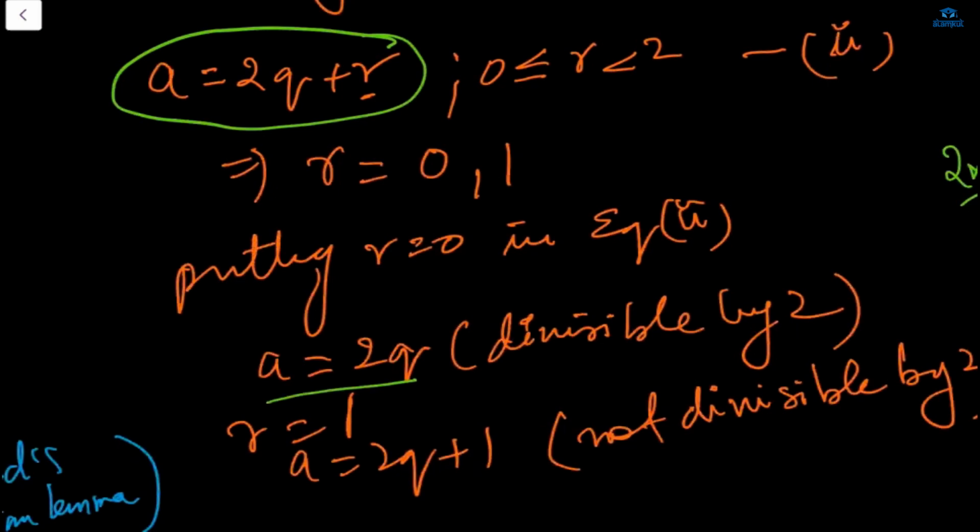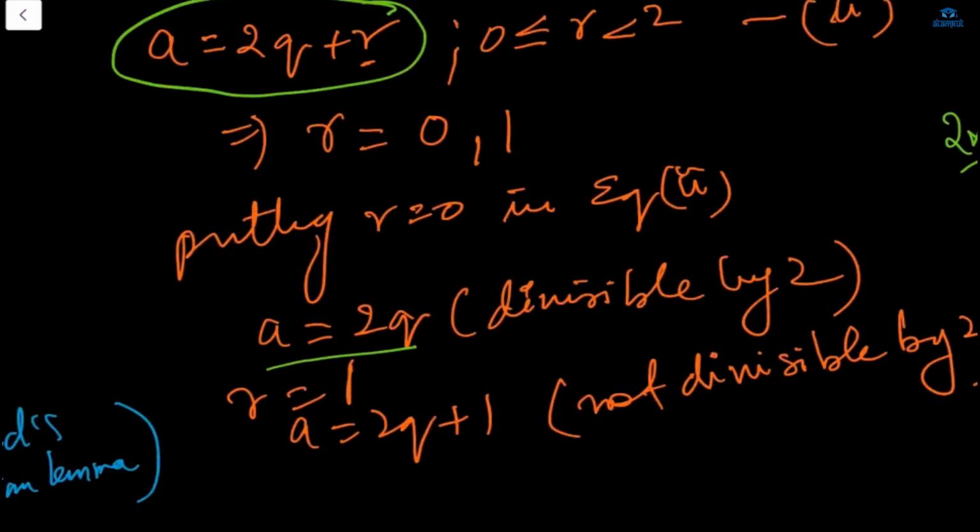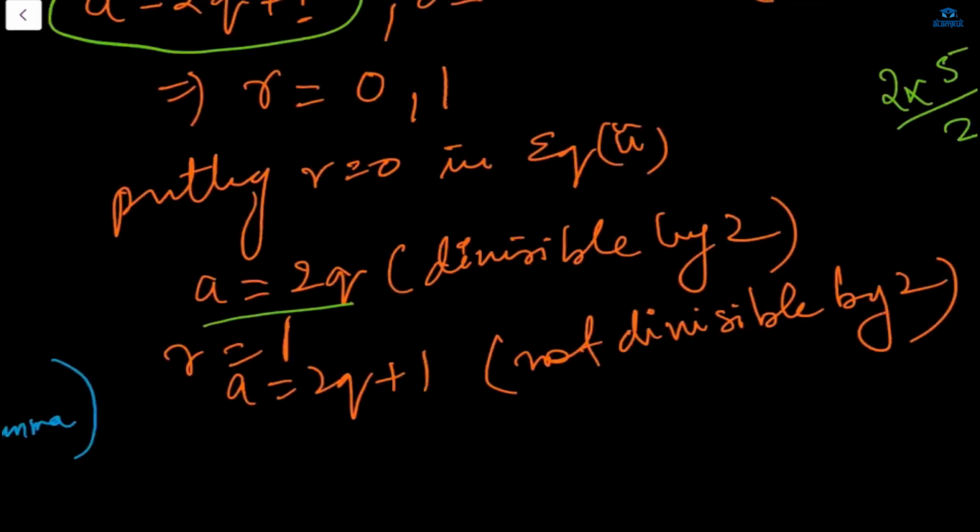Now when I put r is equal to 1, a is equal to 2q plus 1. You can clearly see that 2q was already divisible by 2. So if you are adding 1 to this number, it will become an odd number and it will not be divisible by 2. Obviously, 2q is divisible, so if you add 1 to that, it will never be divisible by 2.